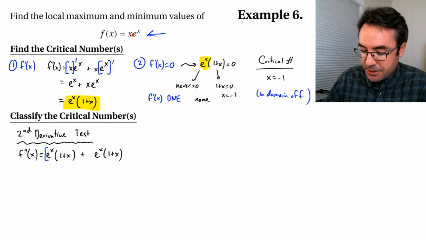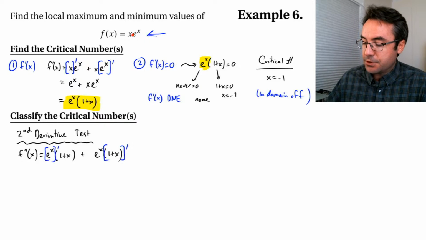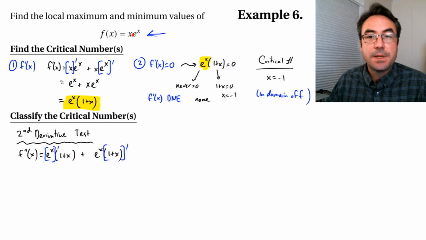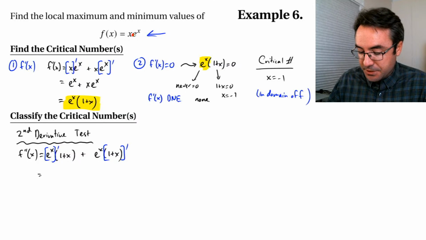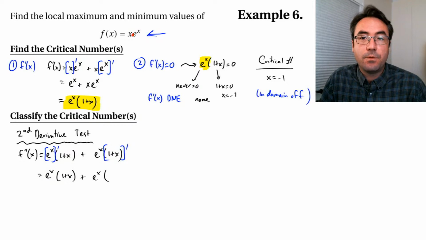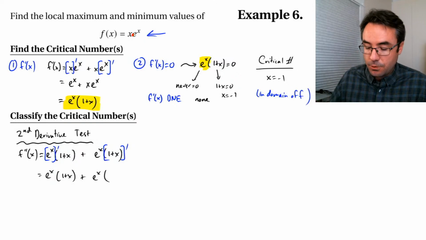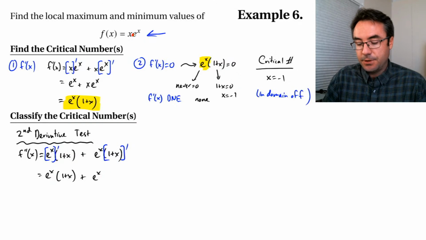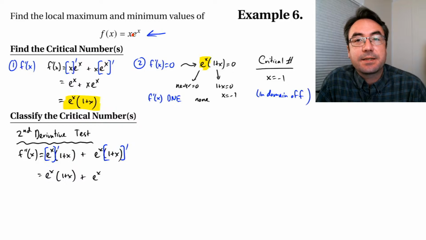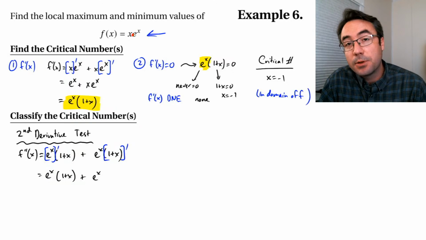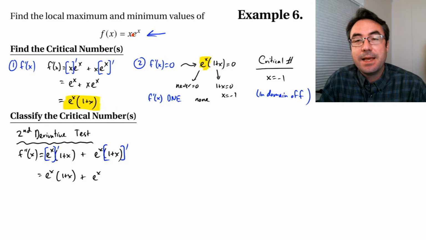First copy, we differentiate the first term. Second copy, we differentiate the second term. We're just going through product rule again. So derivative of e to the x is just e to the x. Then we have our 1 plus x. And then the derivative of 1 plus x is just 1, so we won't write that. So our second derivative is e to the x times 1 plus x plus e to the x.